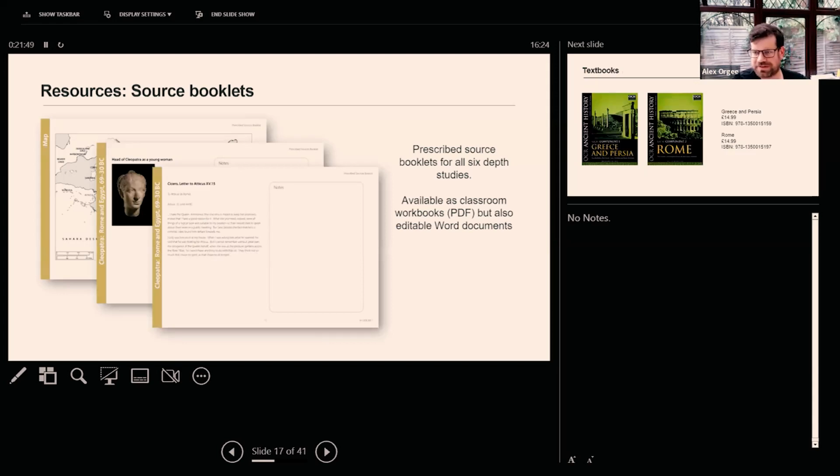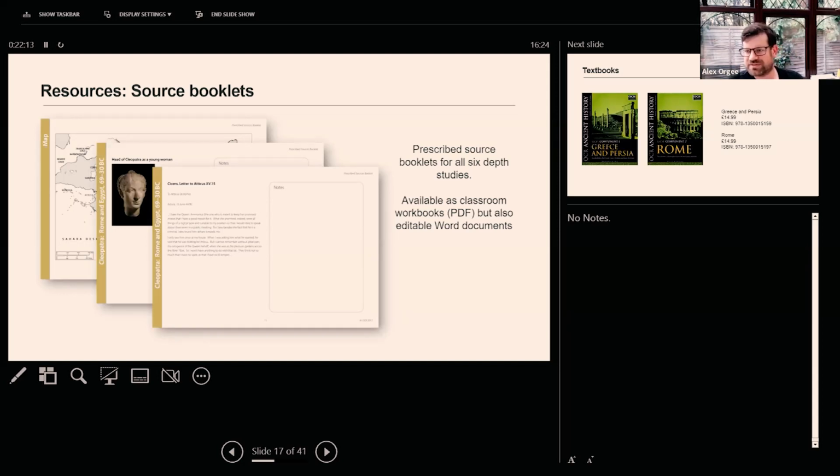And also, obviously, the literary sources that we have. As you can see here, we have a notes section that allows these to be printed off and given to students to make their own notes as they go through the content. In these PDF classroom booklets, the sources have been laid out in a way that we feel is most appropriate to teach the course.